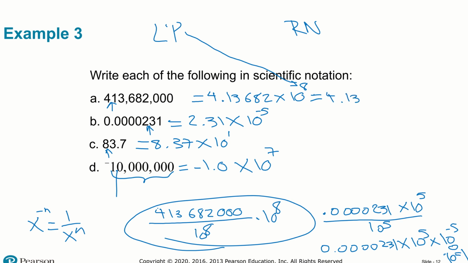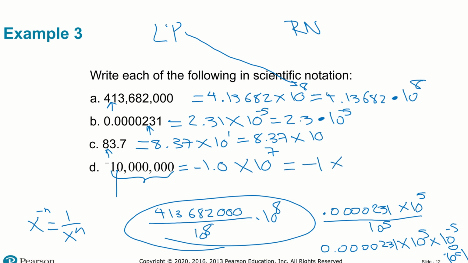So you could have just written 4.13682 and then just use the dot notation times 10 to the 8. Or we could have said 2.31 and then the multiplication dot times 10 to the negative 5. Or here 8.37 times 10 to the 1, which we can just leave as 10. And this one we could have just said negative 1 times, actually I wanted to change that to a dot on the last one, and the same with this one, times 10 to the 7, like so. Okay? So that's how you handle going from standard notation to scientific notation.